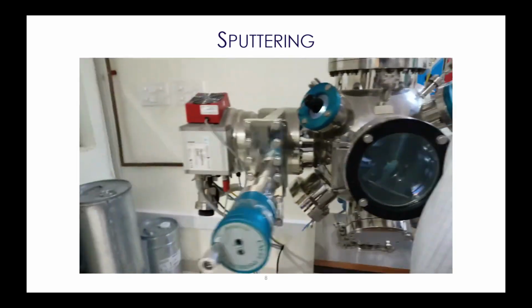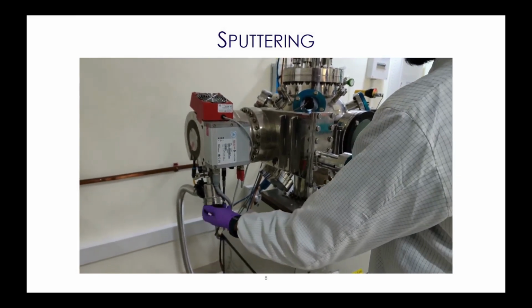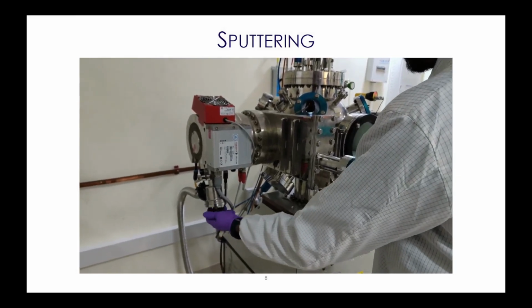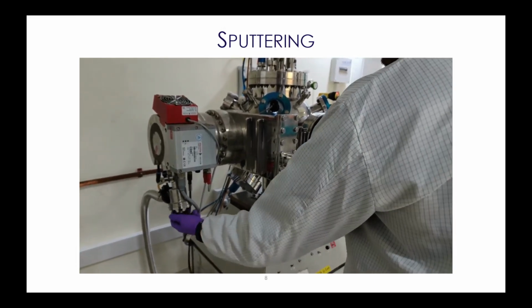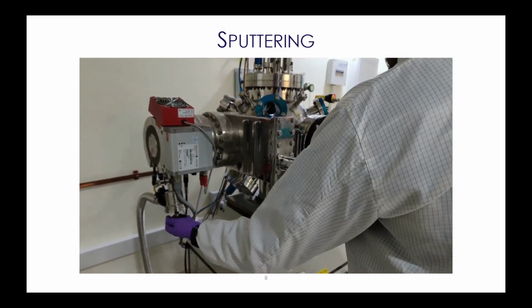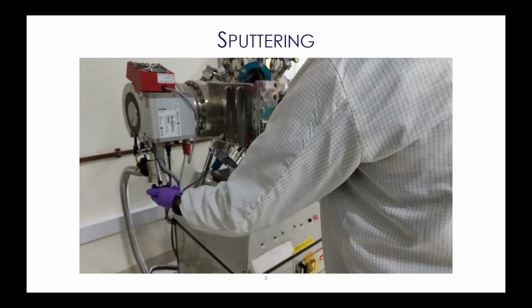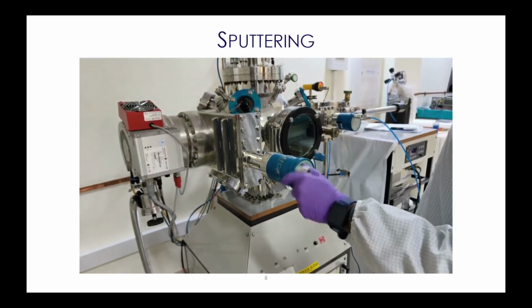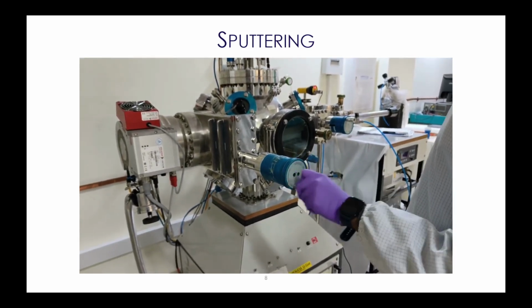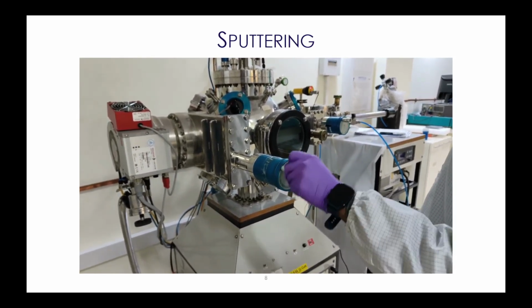Now he closed the load lock gate valve. Now he opens the turbo pump. It will start so that the chamber pressure goes to a low pressure, around 1 × 10^-6 millibar. Now the gate valve on the side of the turbo will be open.